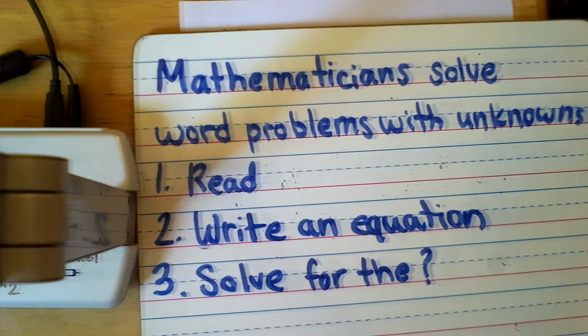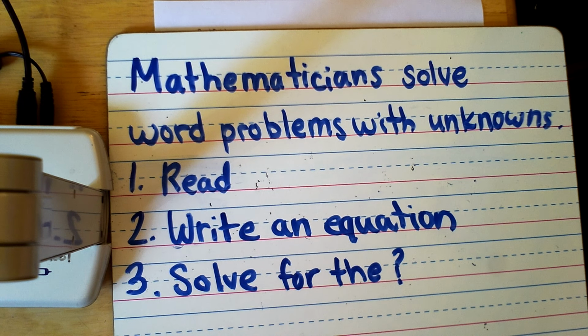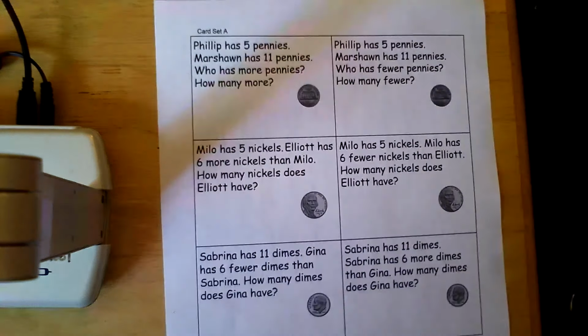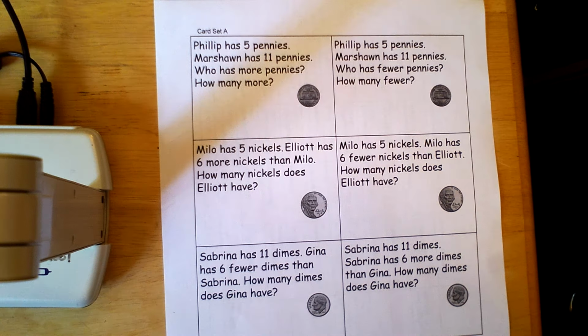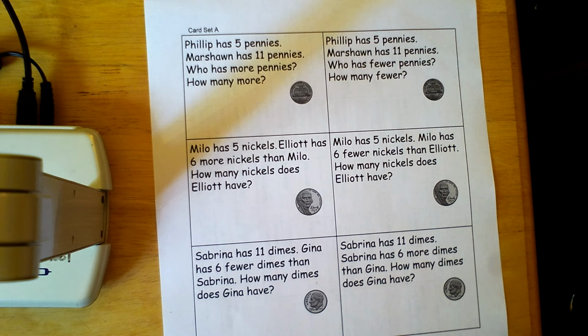Hello, welcome back, mathematicians. Today we are seeing how mathematicians solve word problems with unknowns. First step is you're going to read, then you're going to write an equation, and then you're going to solve for the unknown number. So first thing that I'm going to do is I'm looking at this paper from your work packet, and if you don't have it, you can just look at it here online, that's okay, and you can do it on a separate piece of paper.